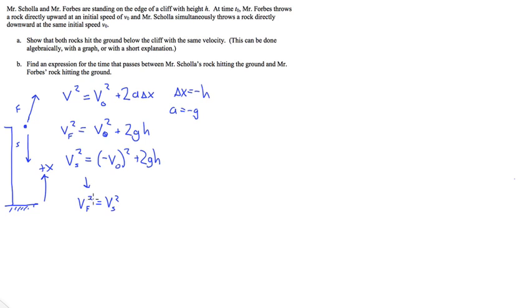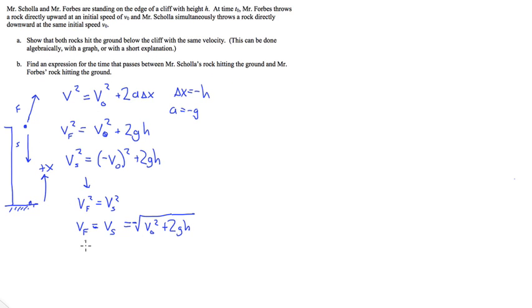Obviously, this equation says the final velocities of Scholl's rock and Forbes's rock could have opposite signs, but we know that's not true. If the rocks hit the ground, they're both going to have a downward velocity. So vf is equal to vs. You could of course figure out what they are, but that wouldn't change the answer because they both get the same thing. In fact, for both of them you'll get the square root of v naught squared plus 2gh, except the velocity would be negative because they're going down. So that's how you do it algebraically.